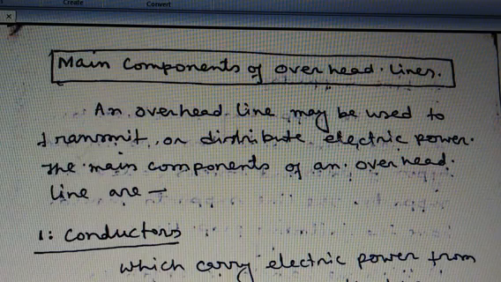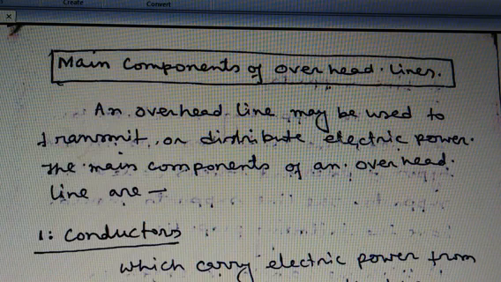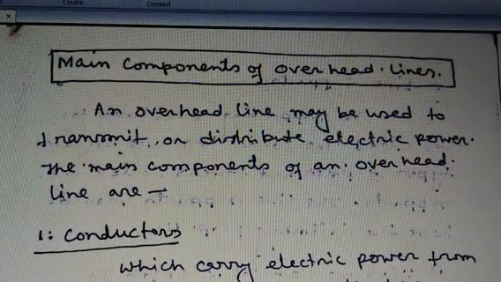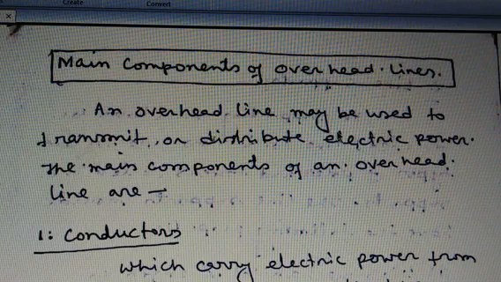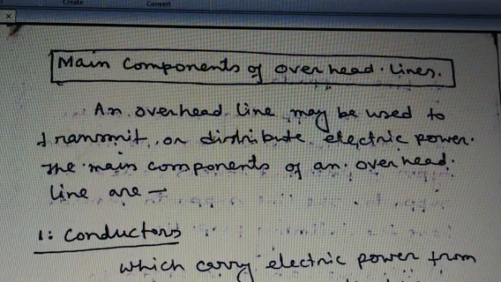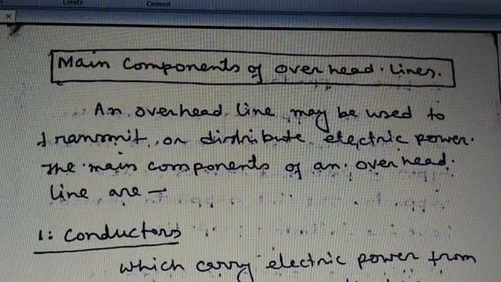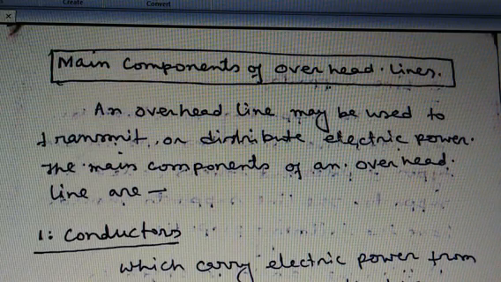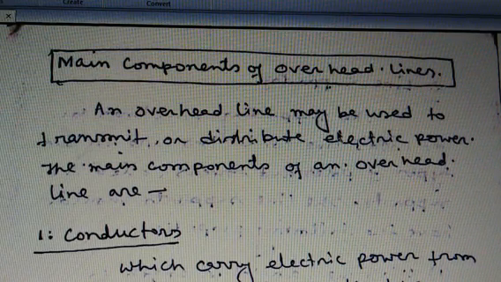The successful operation of an overhead line depends to a greater extent upon the mechanical design of the line. While constructing an overhead line, it should be ensured that the mechanical strength of the line is such as to provide against the most probable weather conditions. In general, the main components of overhead lines are: first one is the conductor, next line support, insulator, cross arm, etc.